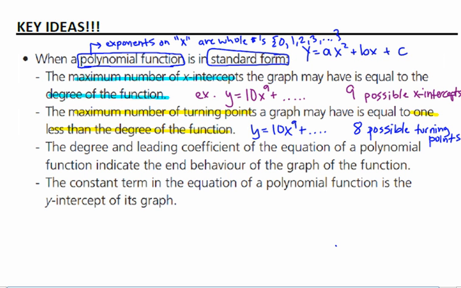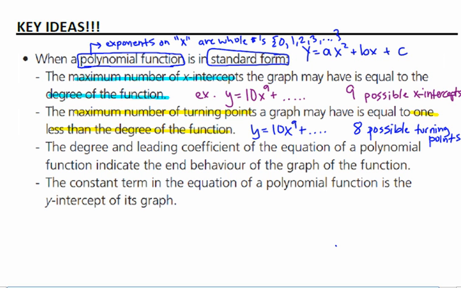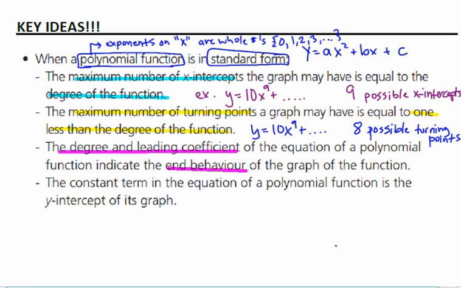The degree and leading coefficient of the polynomial indicate the end behavior. We just talked about that. Degree and leading coefficient tell us end behavior. And the constant term in the equation is the y-intercept. If I had y equals 3x squared plus x minus 3, what's the constant, or the y-intercept? Negative 3 would be your y-intercept and constant term.